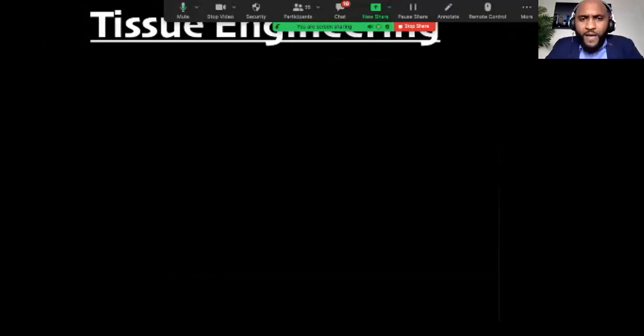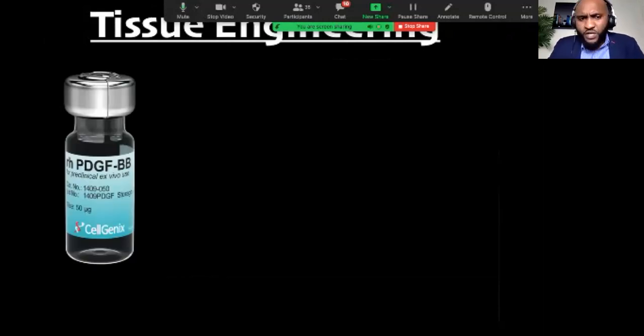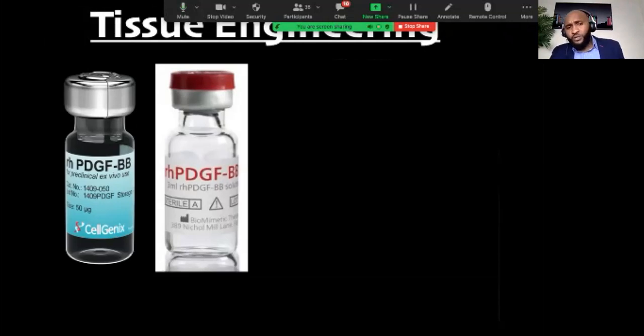Now, having said all those things, it's important that I highlight some other ways in which you can improve the outcome of your regeneration. In particular here, we talk about tissue engineering. This is just modifying the body's tissues and cells to your advantage. So for instance, these are commercially available platelet-derived growth factors, recombinant human PDGF.